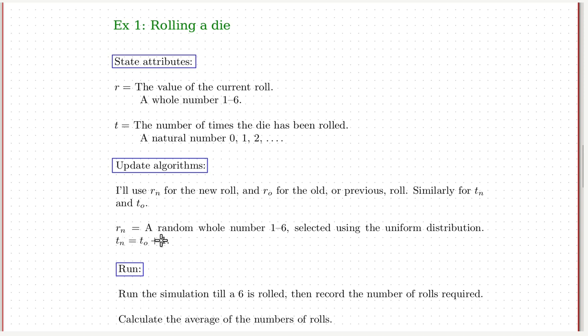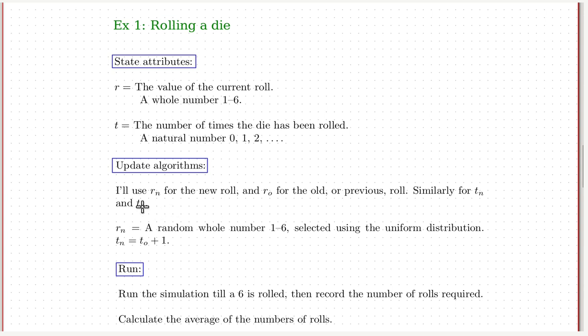The new roll we get simply by choosing a random number from 1 through 6 using a uniform distribution. We're assuming that this die is fair. The die that we're simulating is a fair die, so we want to pick one of the numbers 1 through 6 using the uniform distribution so that they're all equally likely. The value for Tn, the new value of T, is very simple. It's simply the old value of T plus 1. We've just incremented the time by 1. We're on to the next time step.